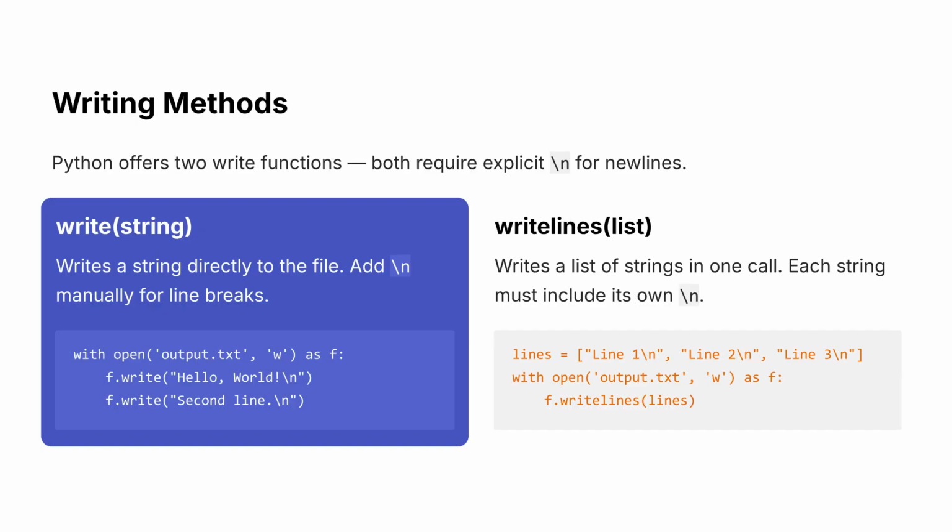Alright, writing. Python gives you two main functions here. .write takes a string and writes it directly to the file. One thing to know, it does not add a newline for you. You have to put the \n in yourself. Easy to forget, especially coming from print, which does it automatically. Then there's .writelines, which takes a list of strings and writes them all in one shot. Same deal though. Each string in the list needs its own \n. Neither method adds line breaks for you. Just keep that in mind and you'll be fine.